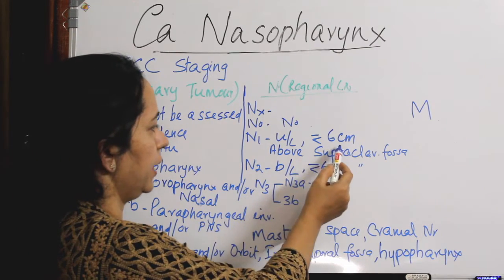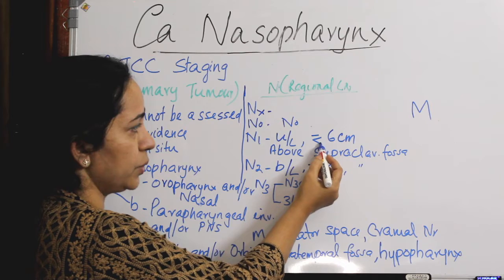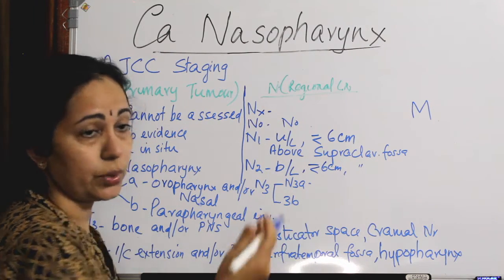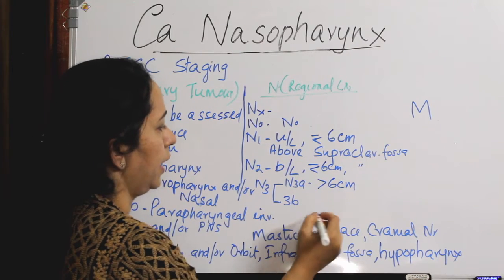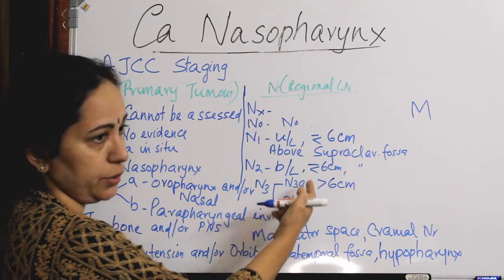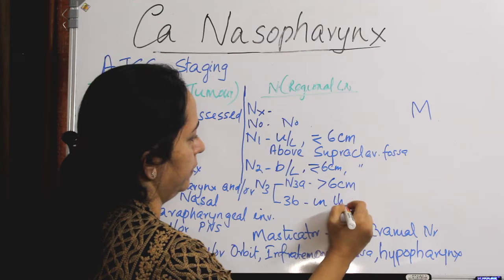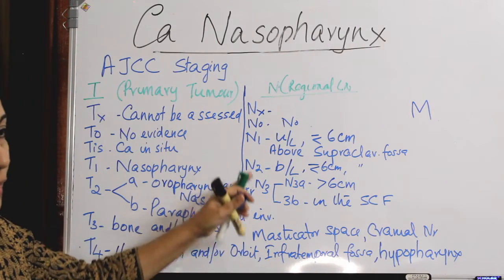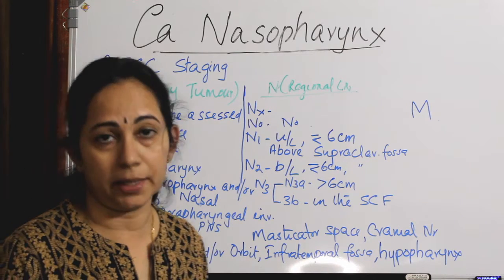N3A is on the size, that is, equal to and less than 6 cm is already included in N1 and N2. So N3A should be more than 6 cm in greatest dimension. And N3B, see, it is above the supraclavicular fossa in N1 and N2. So it should be in the supraclavicular fossa. Okay, so this is N staging. There is some difference in the N staging from other head and neck malignancies.